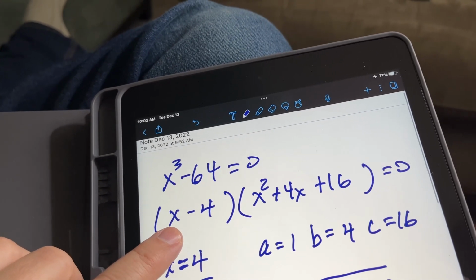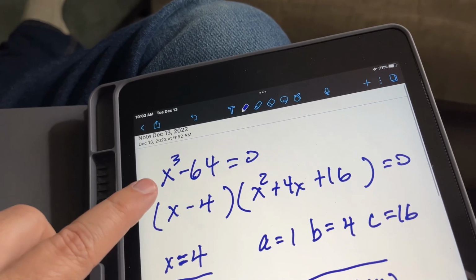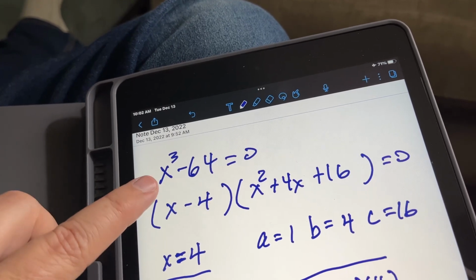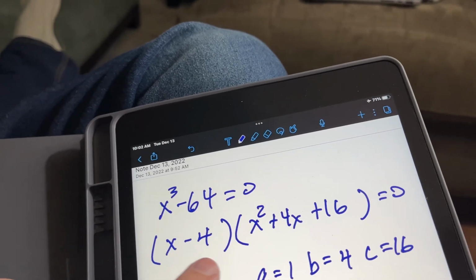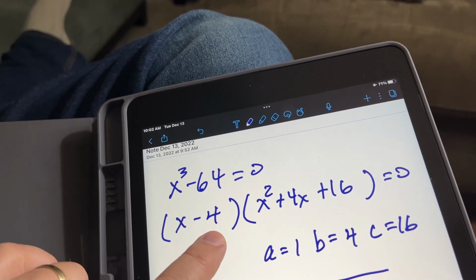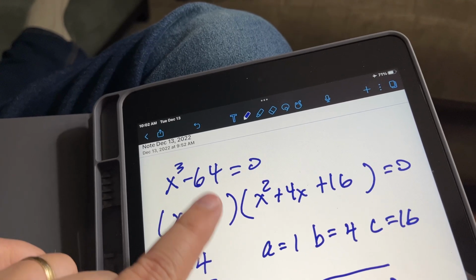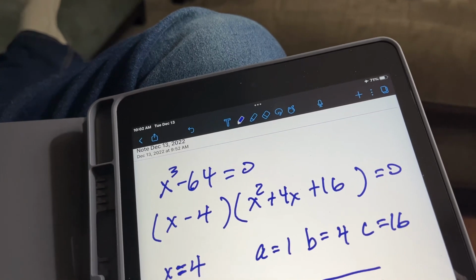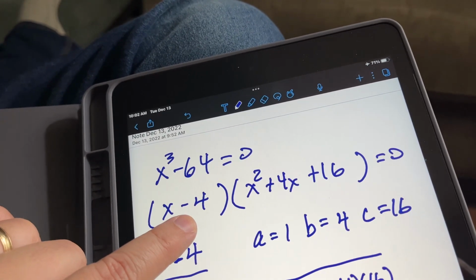This place is what you would multiply times itself 3 times to get this. So x times x times x is x cubed. This term is 4 because 4 times 4 times 4 is 64. So 4 cubed is 64. This symbol is a subtraction sign because that one is. If this had been addition, then this would have been also.